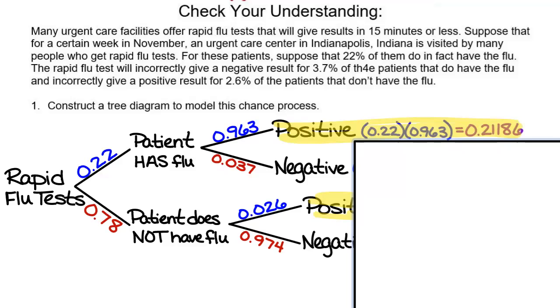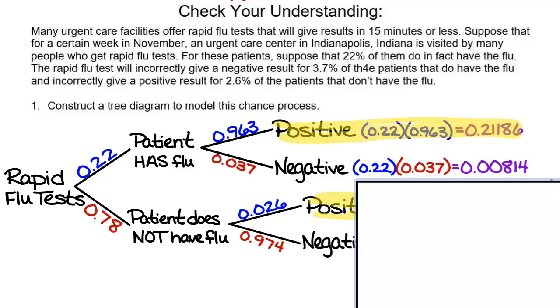What is this the probability of again? This is not a given that. This is an and. This is my given that. This is the probability that of the whole population, I randomly pick a person out, that person has the flu and tested positive for the flu. So a randomly selected person has the flu and also tested positive. That's what this is. So how would I find the probability that they have the flu but they tested negative? Yep, 0.22 times 0.037, we get 0.00814.